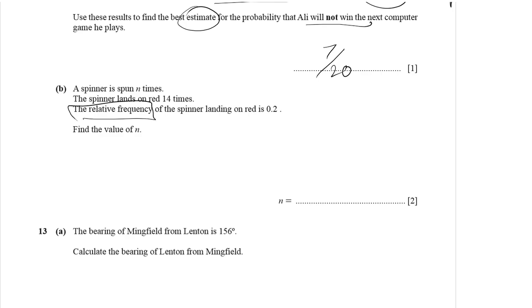Spinner is spun n times, relative frequency. Relative frequency is actually frequency over total. Your n would be total. And we need to find, the spinner is 14 times. Okay, so 14 over n is 0.2. So what would be n? You can interchange them. 14 over 0.2 will be 70.